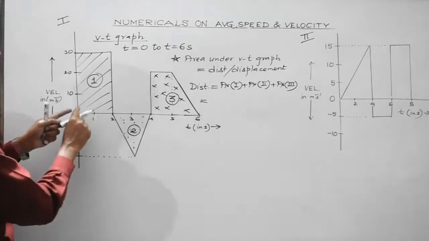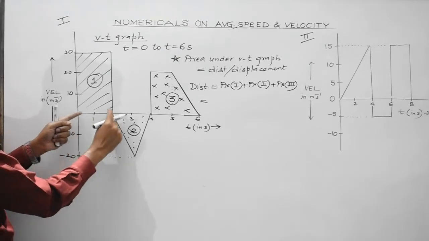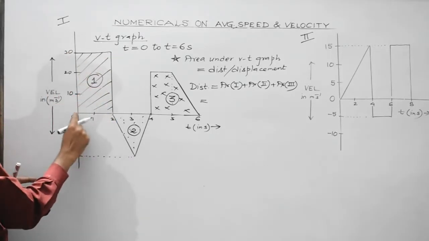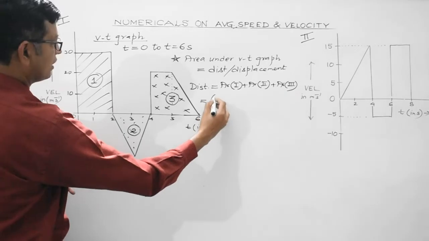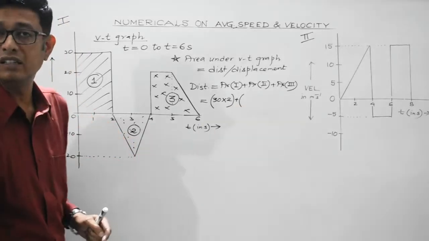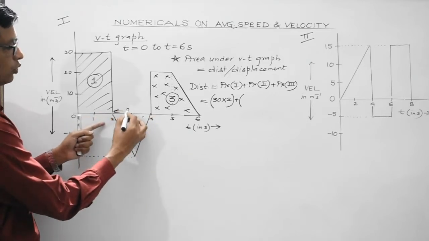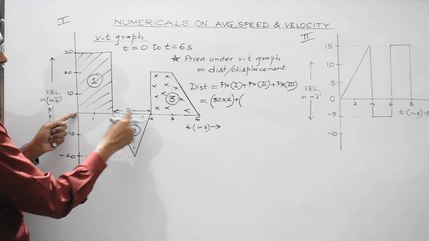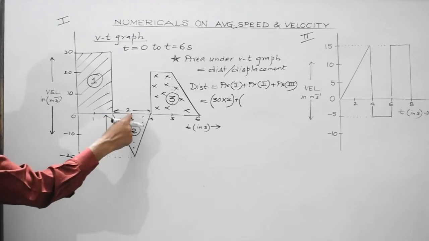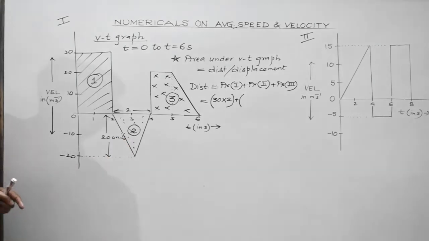In the first portion, it's in the form of a rectangle. This has a dimension of 2 units and this has a dimension of 30 units. So length into breadth: 30 units multiplied by 2 units. The formula for the area of a rectangle is length into breadth. This is a triangle. The base is 2 units; look, here 4 and this 2, so this distance comes out to be 2 units. And this altitude is 20 units.